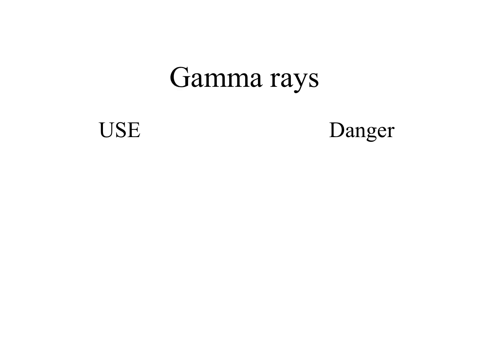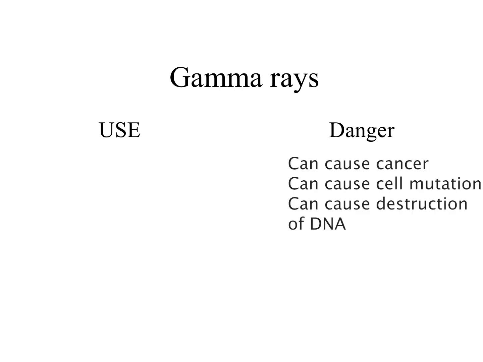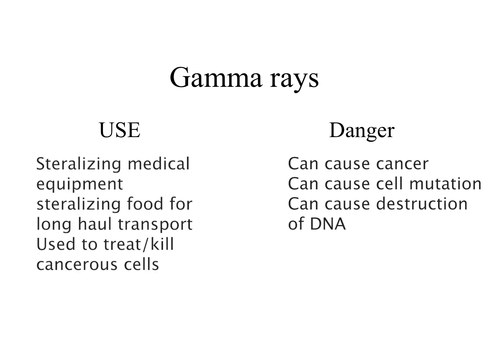And finally, we have the most potentially harmful, and that is gamma rays. Gamma rays are really dangerous because being too exposed to them can cause cancer, it can cause cell mutation, it can cause the destruction of your DNA. However, gamma rays can be very useful for sterilizing medical equipment and removing all the bacteria off it. They can also be used for sterilizing food for long haul transport, and they can also be used for treating cancer.